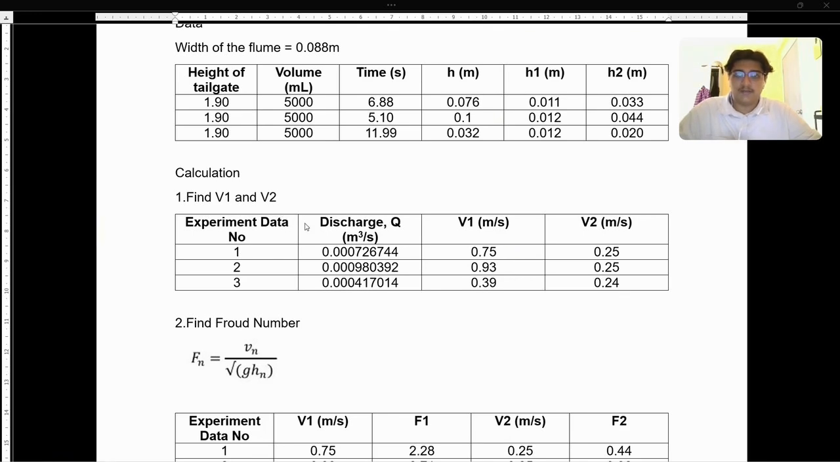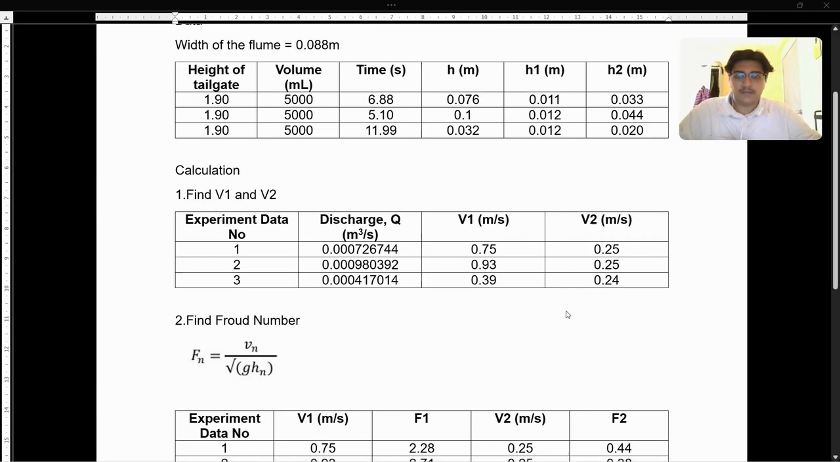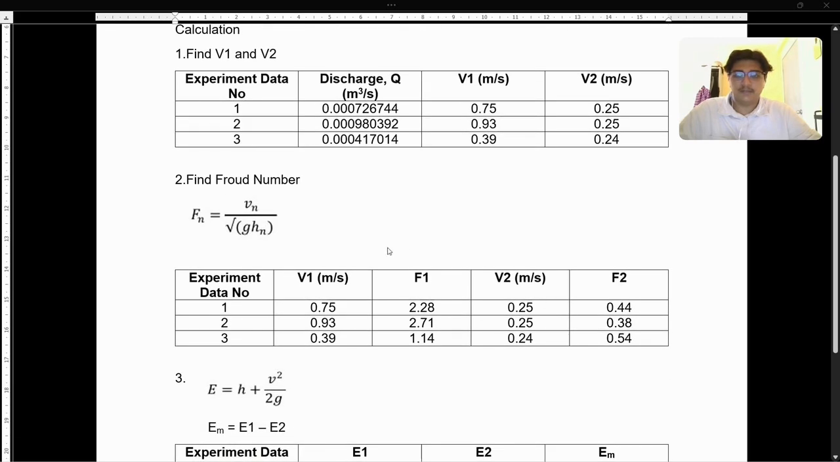Firstly, we must find the discharge. This is our discharge for the three tests, and this is our V1 and V2. Second, we must find the Froude number. This is the formula of the Froude number. We just substitute the data that we have into this formula and we will get F1 and F2. This is our F1 for the three tests and this is F2 for the three tests.